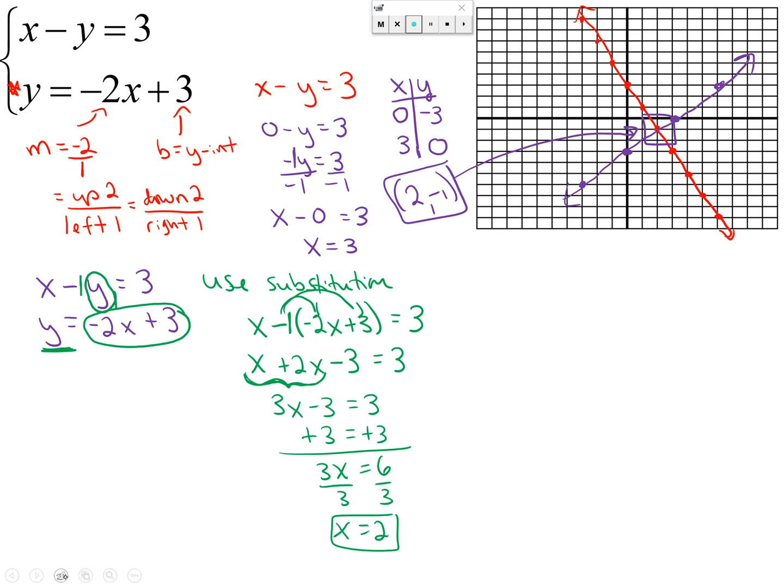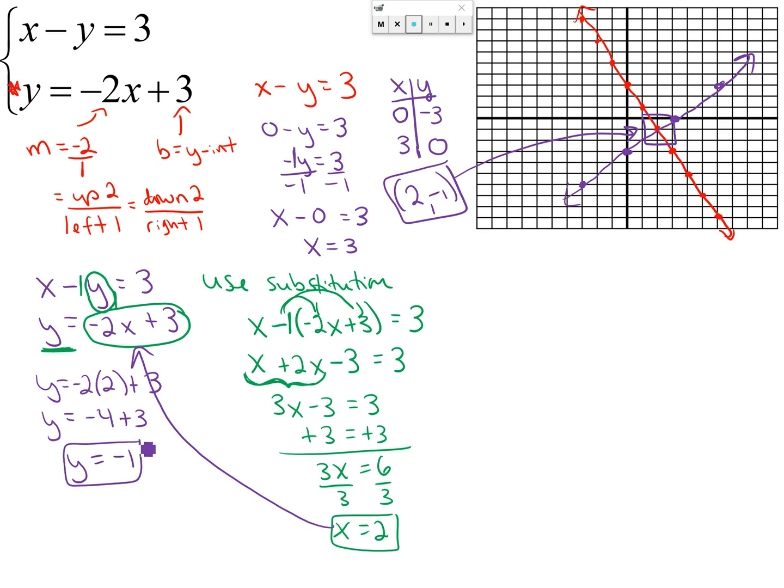One of the reasons I like substitution best is because when I go to find my other variable, I just have to go back to my circled equation. I just have to go back to the blob, and I'm going to be set. Y equals -2 times my x is 2 plus 3. Y equals -4 plus 3. My y equals -1. So we graphed and got 2, -1. We did substitution, we got 2, -1. Those things should agree. It doesn't matter what method you use to solve. You'll get the same solution.